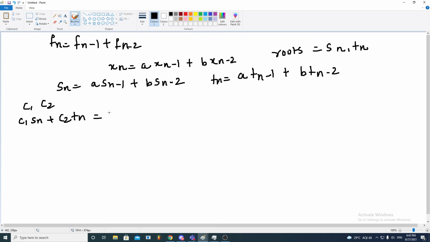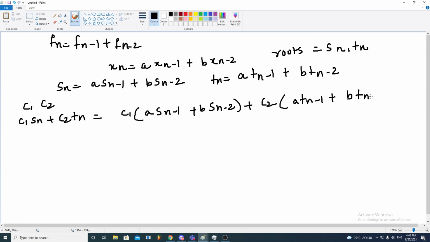We are now trying to find the solution of this recurrence relation, and this is one way to prove the solution of a recurrence relation. We write c1 s of n, substituting the above equation, that is a times s of n minus 1 plus b times s of n minus 2. And then c2 t of n, substituting the value of t of n, that is a times t of n minus 1 plus b times t of n minus 2.